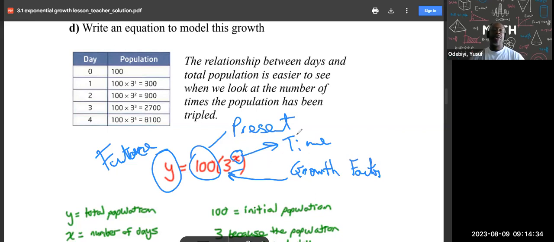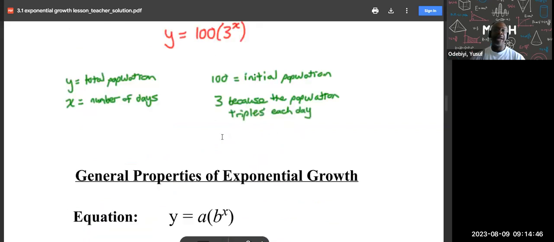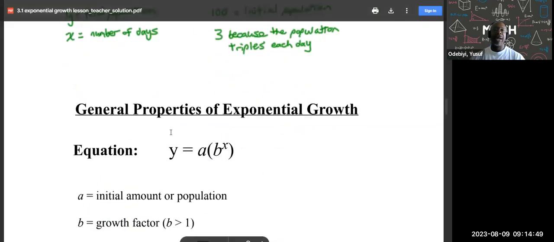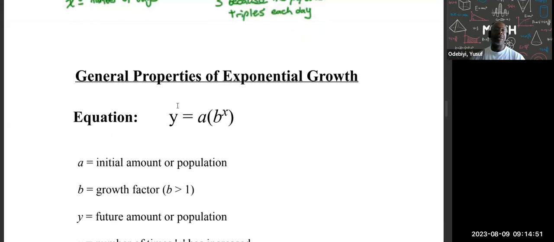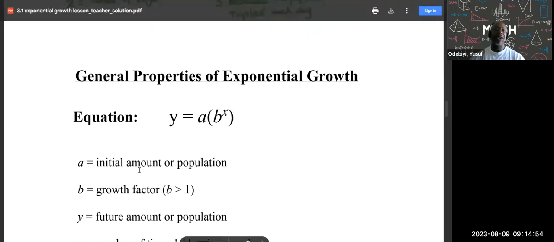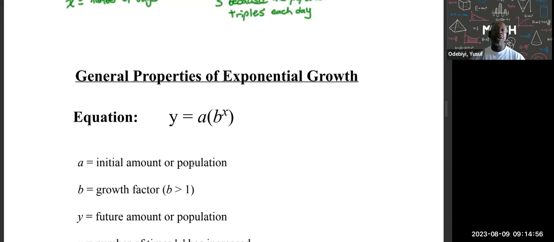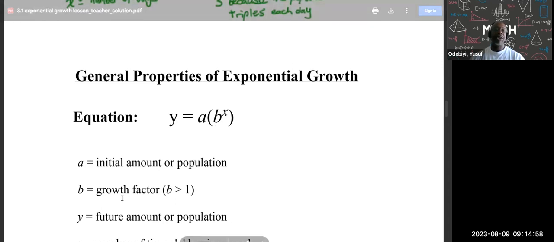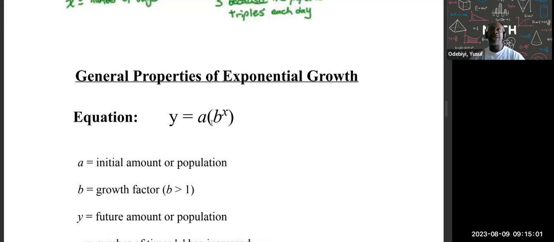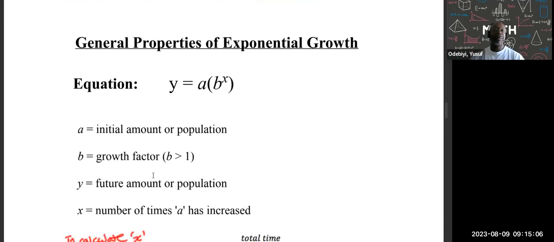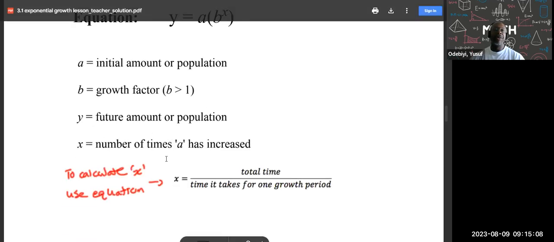Okay, so this is the standard formula for exponential functions as far as trying to figure out what's the future amount based on my present amount. Okay, and it looks like we talk about it down here. So here we go. Standard equation, right? General equation. A is your initial amount or the present amount. B is your growth factor. And since it's a growth factor, it's greater than 1. When we talk about decay, it's less than 1. And then y is your future amount.